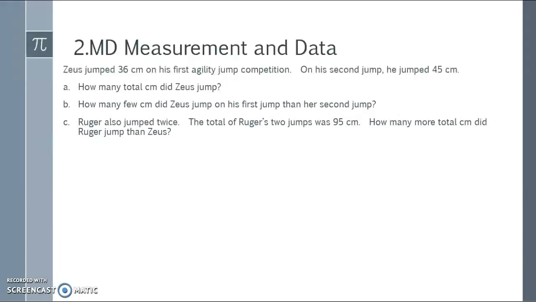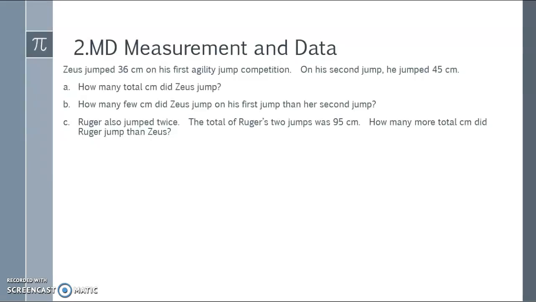Zeus jumped 36 centimeters on his first agility jump competition. On his second jump, he jumped 45 centimeters. How many total centimeters did Zeus jump? How many fewer centimeters did Zeus jump on his first jump than his second jump?